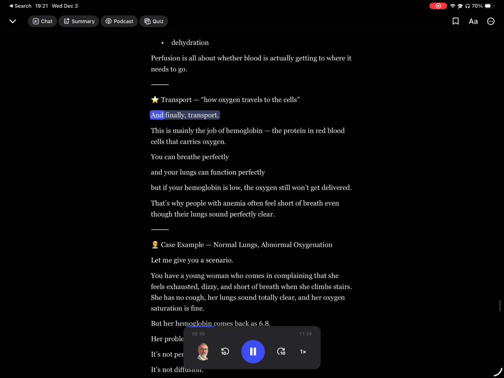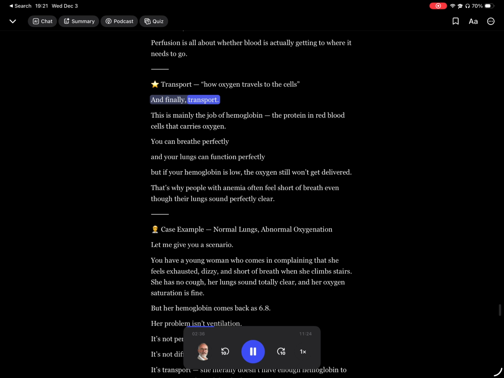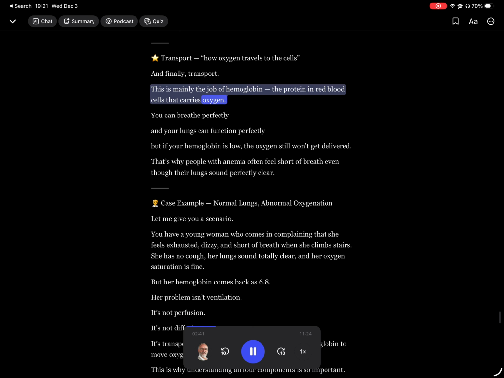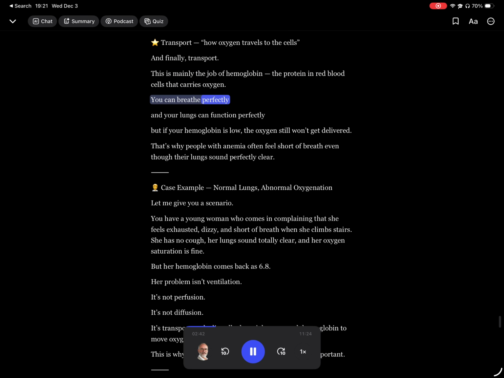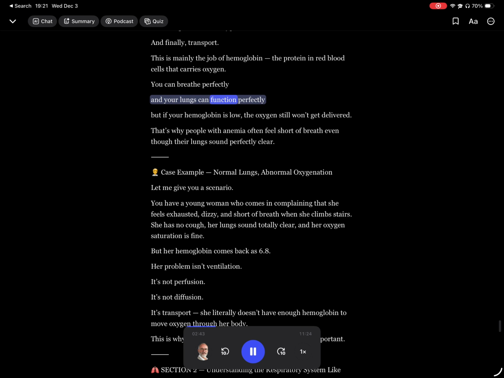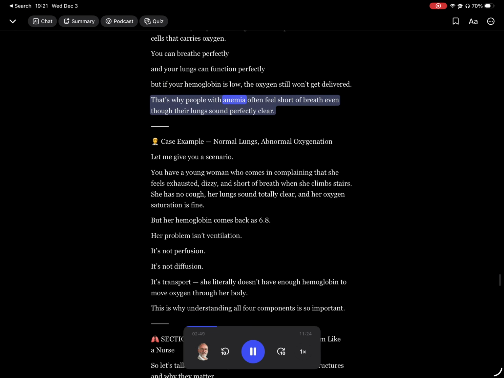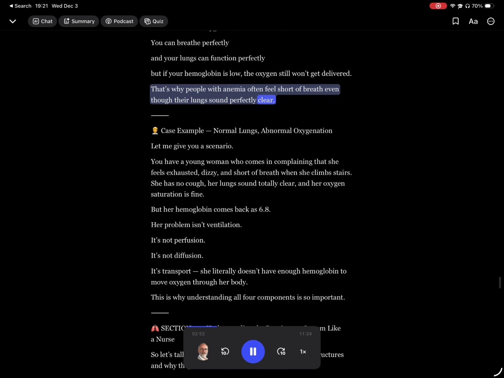Transport, how oxygen travels to the cells. And finally, transport. This is mainly the job of hemoglobin, the protein in red blood cells that carries oxygen. You can breathe perfectly, and your lungs can function perfectly. But if your hemoglobin is low, the oxygen still won't get delivered. That's why people with anemia often feel short of breath, even though their lungs sound perfectly clear.